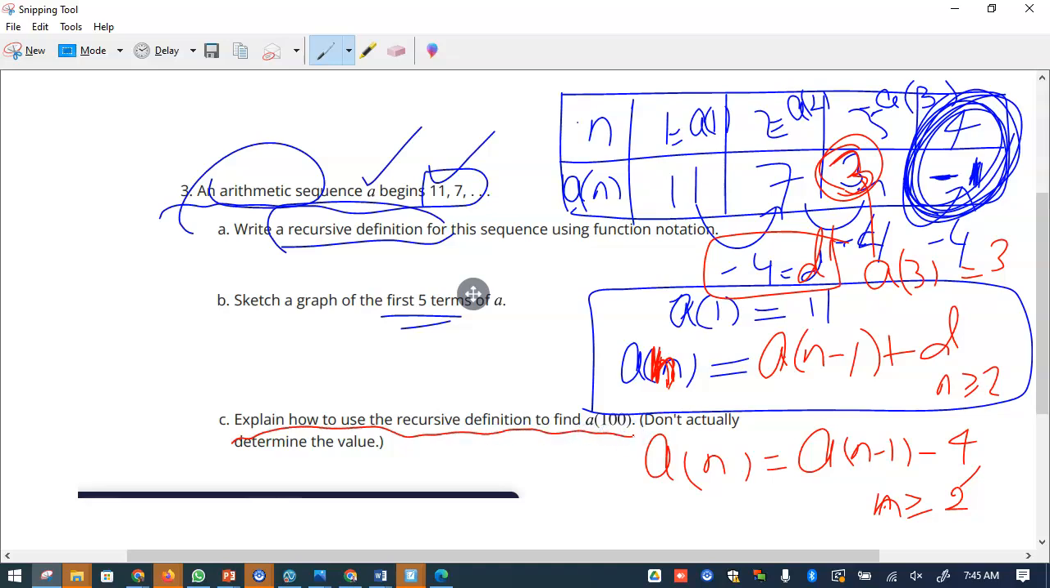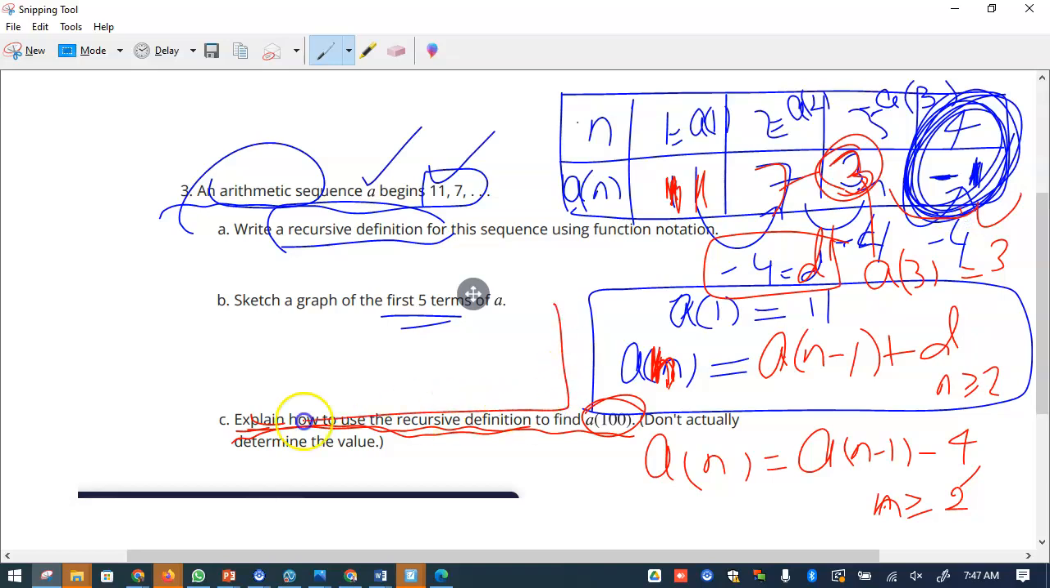Now, the recursive definition also works without determining the value. So there's another question they're asking: explain how to use the recursive definition to find A of 100. That means you start with 11 and then you go on working on 7 and go on working on this, until you get A of 100, and then you can get the answer.